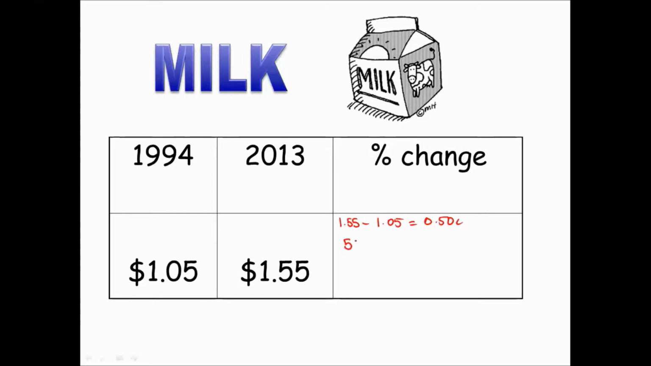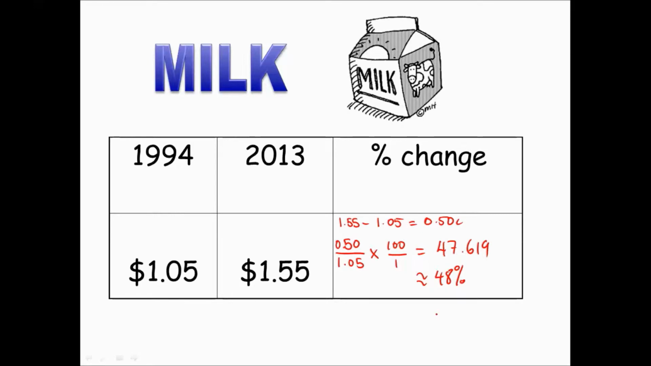We then take that 50 cents, 0.50, and divide it by the original price of 1.05. We times that by 100 over 1 in order to get the percentage change. If you type that into your calculator, you should get a value of 47.619, which works out to be about 48%. So the percentage change of milk from 1994 to 2013 is 48%.